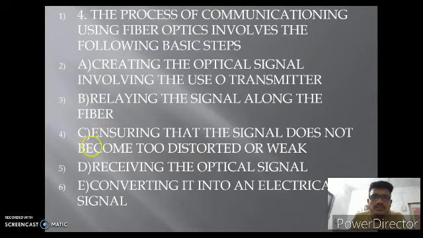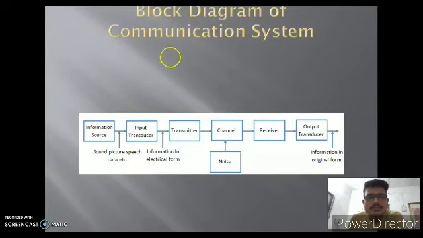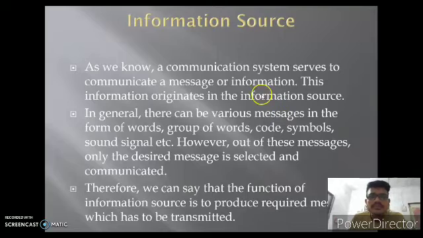The process of communication using optic fiber uses the following basic steps: creating the optical signal, involving the use of a transmitter; relaying the signal along the fiber, ensuring that the signal does not become too distorted or weak; receiving the optical signal; and converting it into an electrical signal. The communication system contains an information source, electrical source, optical fiber cable, optical detector, electrical receiver, and destination. So let's begin with the block diagram. Here it represents how the information source is transported and is output at last, and the information is in its original form at last. So let's begin with the information source.